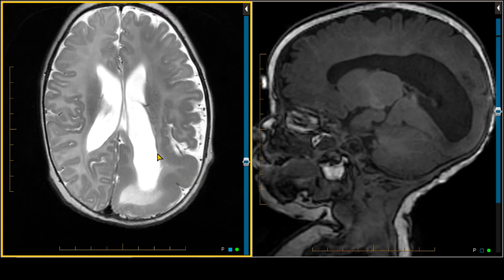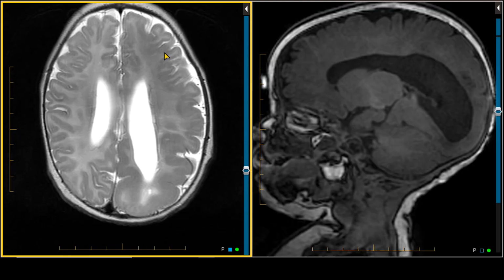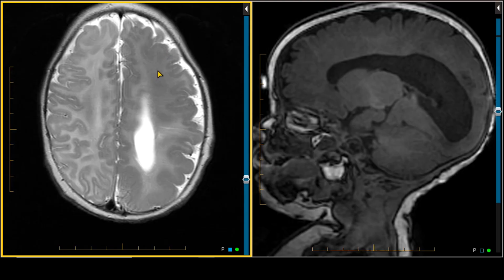Now, anteriorly, the brain is not normal either. We have areas where we don't see the sulcation as well, and this is actually a focal area of polymicrogyria in the left middle frontal gyrus. And then if we look at the white matter, the left cerebral hemisphere is darker than the white matter in the right cerebral hemisphere.